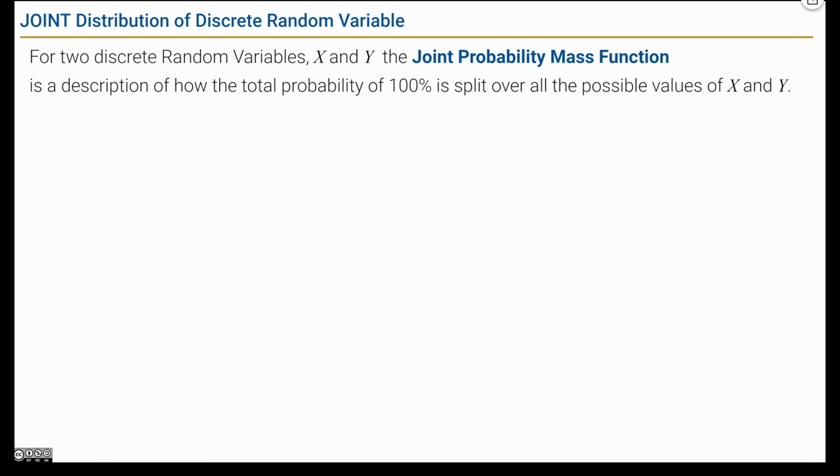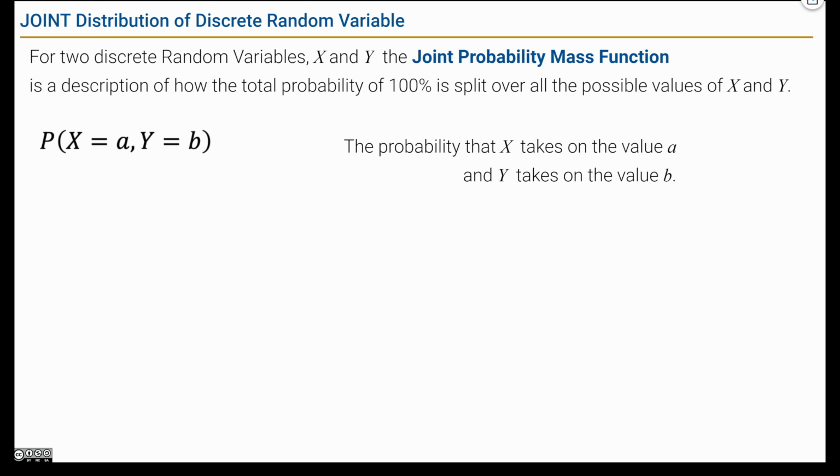Okay, so let's put this all together. For 2 discrete random variables, the joint probability mass function is a description of how the total probability is split over all the possible outcomes for X and Y. Notation I'm going to be using in this class. Key idea is your joint probabilities must sum up to 1, because we account for every possible combination of X and Y.